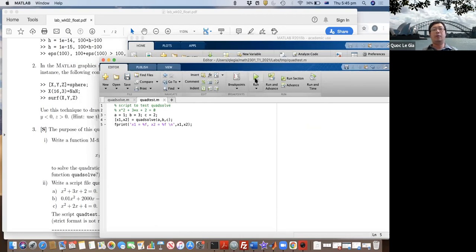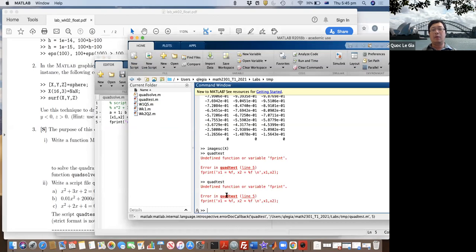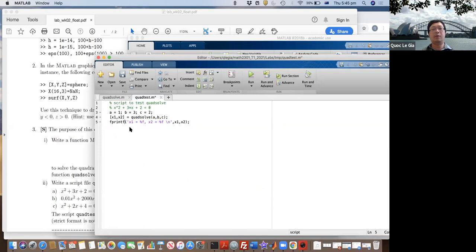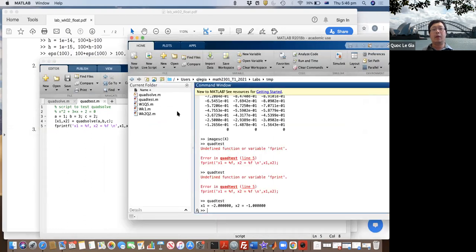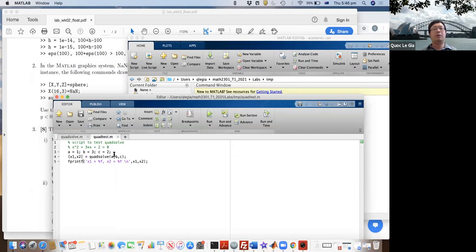If I run it, it gives some errors, so let me double check what is going on here. fprintf is the command to print it out. Now if I run it, you will see the output: x1 is -2 and x2 is -1. It is correct, because that is the solution of this equation.